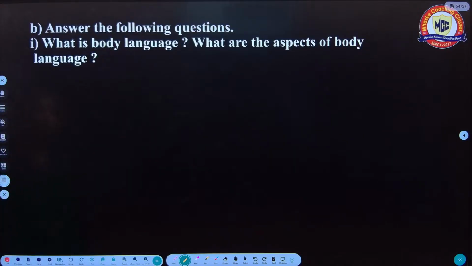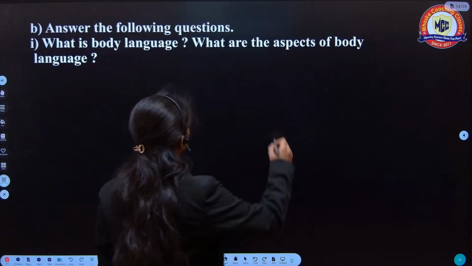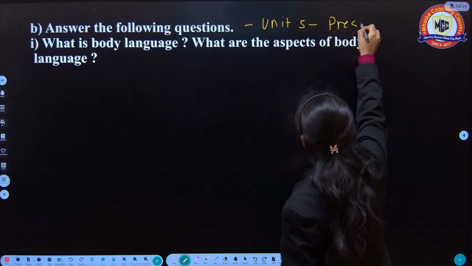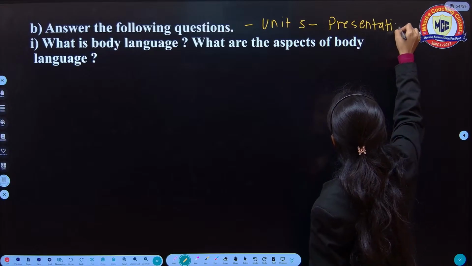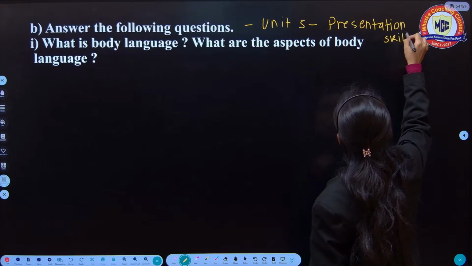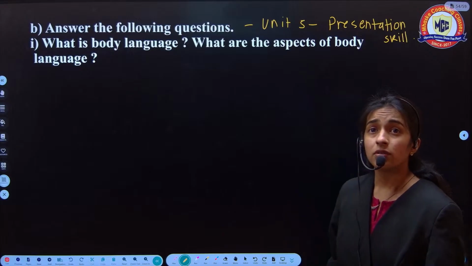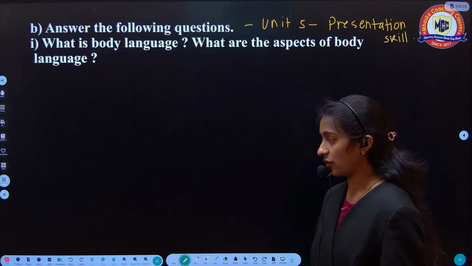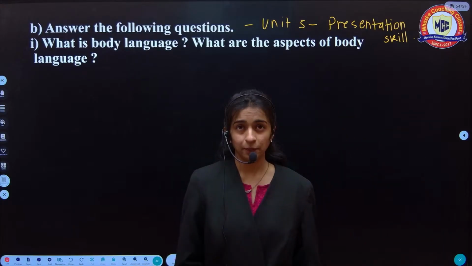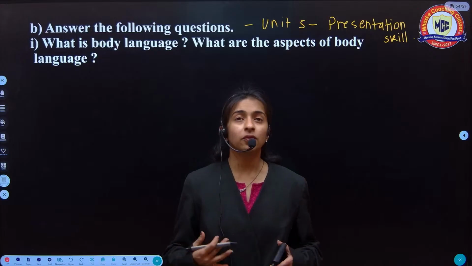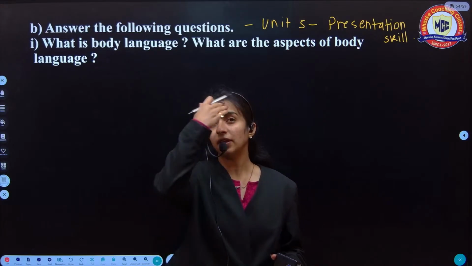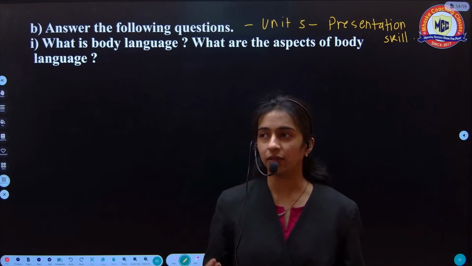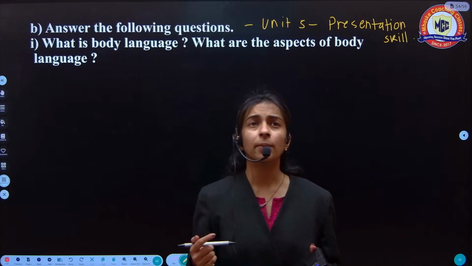Okay, we answer the following question. Now we have seen unit 5 regarding presentation skill, and that day I told you the presentation skill is your 21st century skill, right? So what is body language? What are the aspects of body language? Now you can just observe me, the way I'm standing, the way my hand movements, the way my expressions are different at every time. The way I move my hand, it's all about body language.